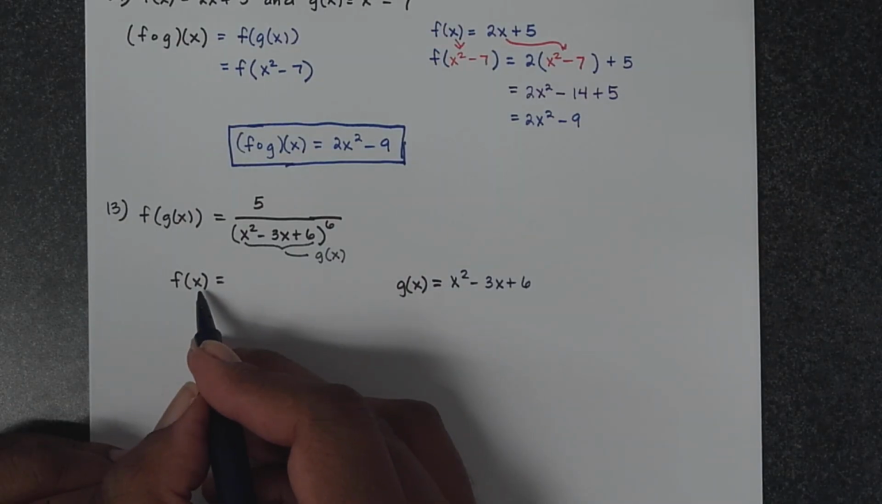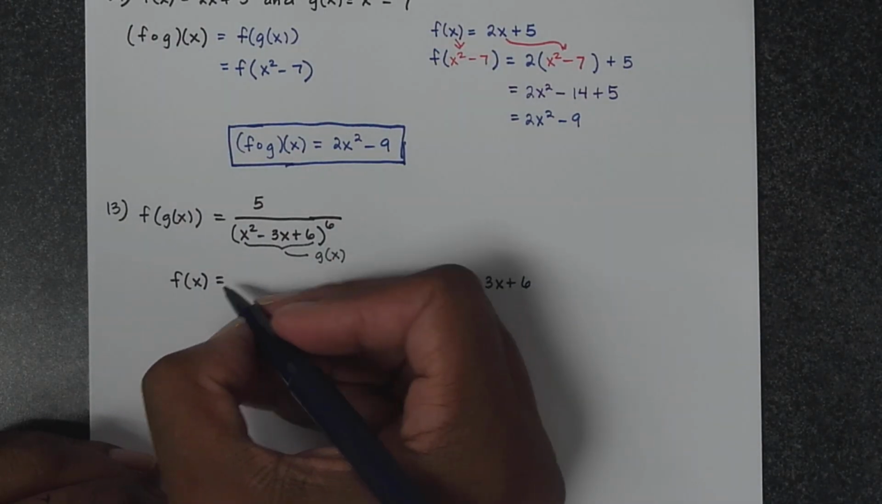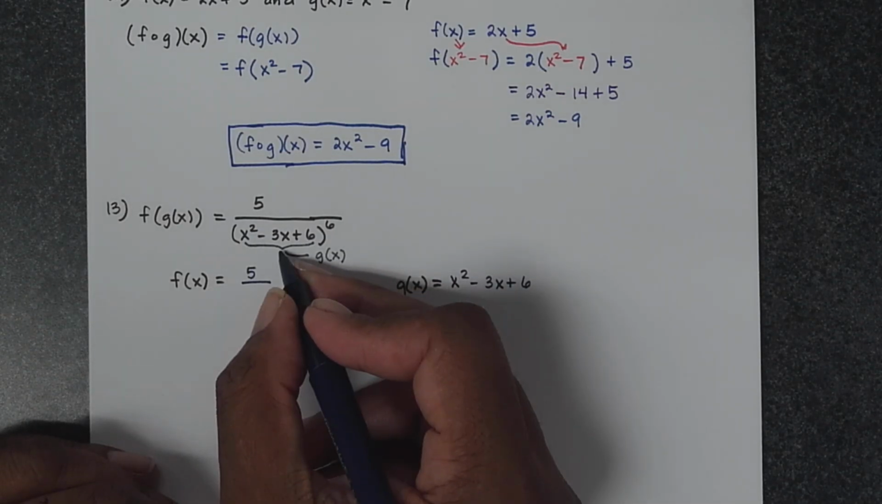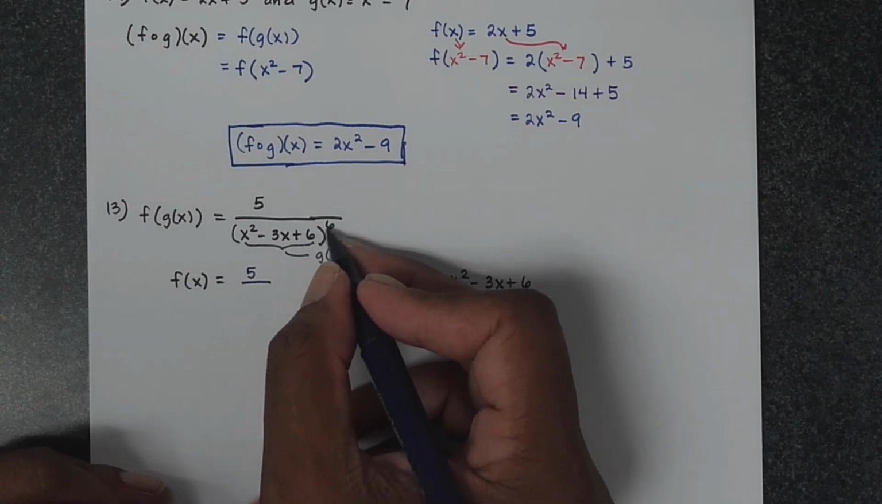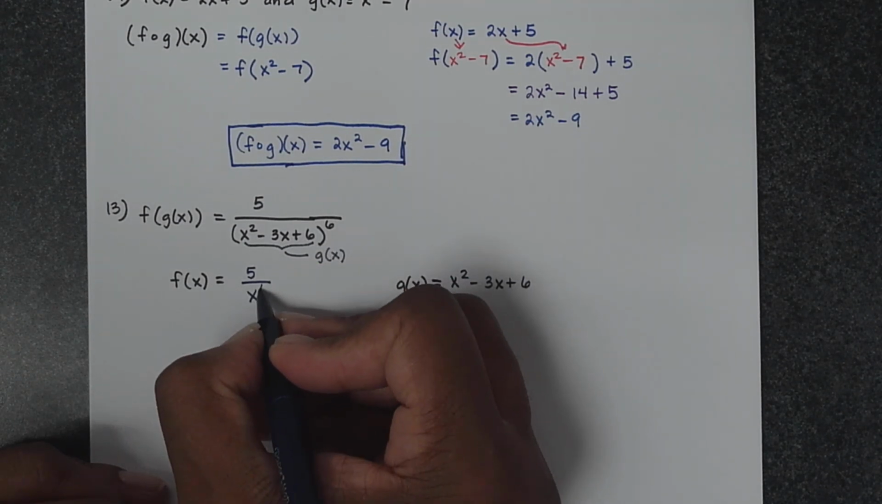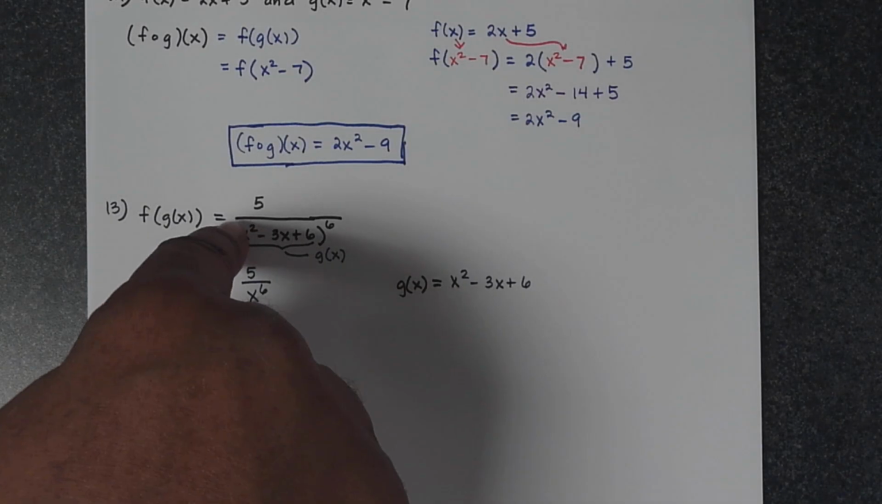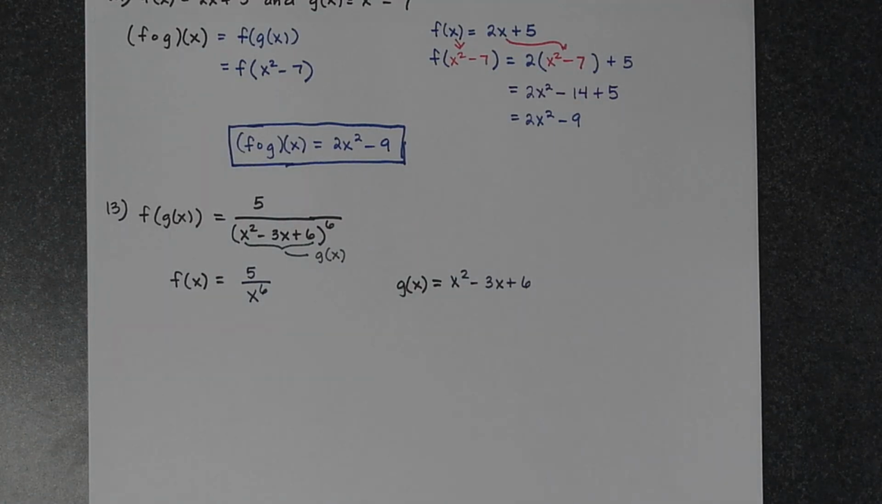But for f of x, it's going to be that 5 in the numerator divided by this g of x was put in place of x. So f of x had to start off with the x raised to the 6th power in the denominator. So f of x was 5 divided by x to the 6th. So these are my two functions, f of x and g of x, that gives me this to begin with. F of x was 5 over x to the 6th. G of x was x squared minus 3x plus 6.